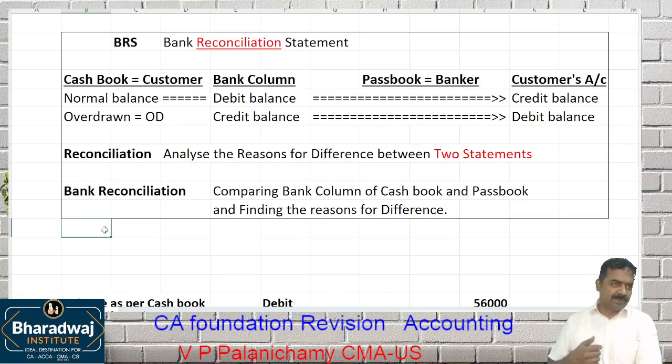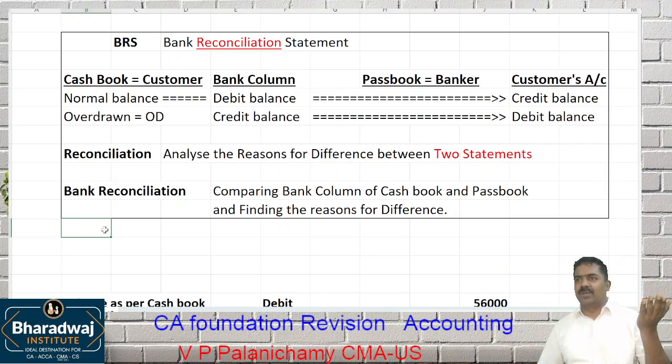For example, one of our customers directly went to the bank and deposited the money. The banker has collected and added the money. Have we added? No. Whatever the banker has added, let us also add it. Whatever the banker has reduced, let us also reduce it. We have added, but the banker has not added: reduce it. We have reduced, but the banker has not reduced: add it back.